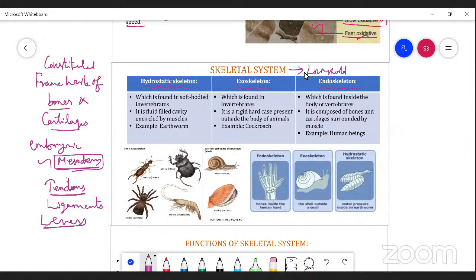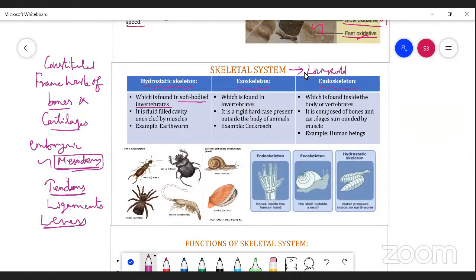Okay, first, what is hydroskeleton? This hydroskeleton is found in the soft body invertebrates. You know what soft body invertebrates are? Like coelenterates and porifera. Sponges are an example of porifera, and Hydra is an example of coelenterates. So these are soft body animals. The soft body invertebrates have a hydrostatic skeleton.